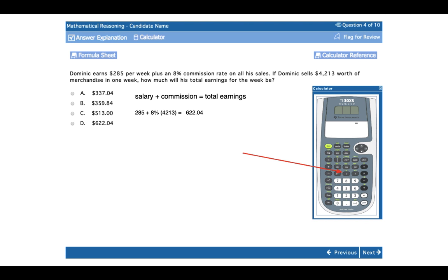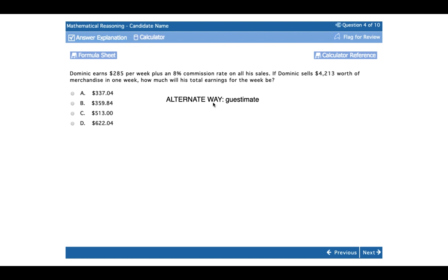There's another way to do this. If you're pressed for time, you can do it the guesstimate way, which is like if you go out to eat and you want to calculate a tip. You know that his commission is 8% of this. Well, 8% is almost 10%, and 10% is really easy to calculate. You just move the decimal place 1 over. So instead of $4,200, it's $420, right? So it's a little less than 420, we'll say 400.